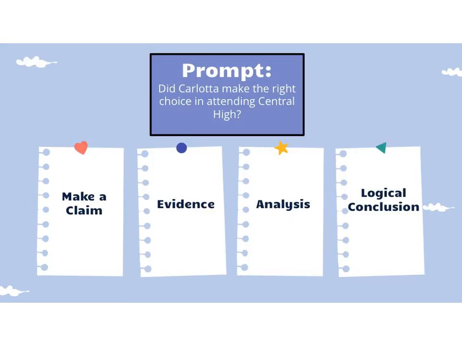Next, you're going to try out all the steps yourself. After reading the first 5 chapters, do you think Carlotta made the right choice in attending Central? Make a claim to answer this prompt. Find a quote as evidence to back up your claim. Analyze the evidence to explicitly tell the reader how your evidence proves your claim, and end with a logical conclusion.